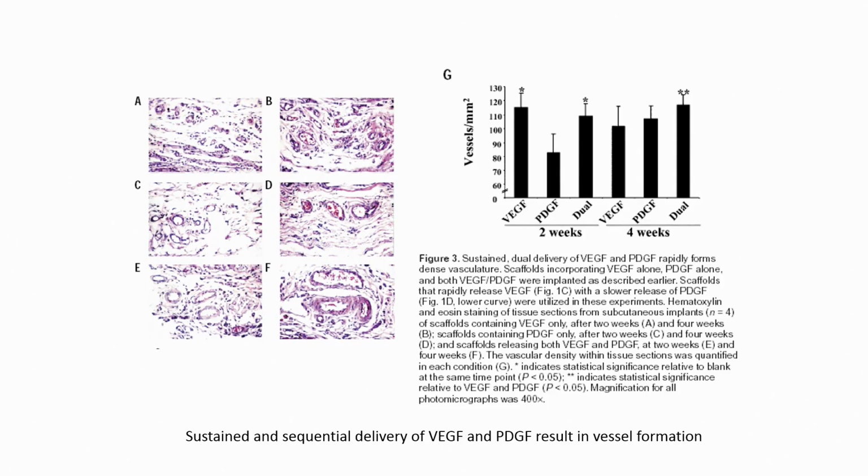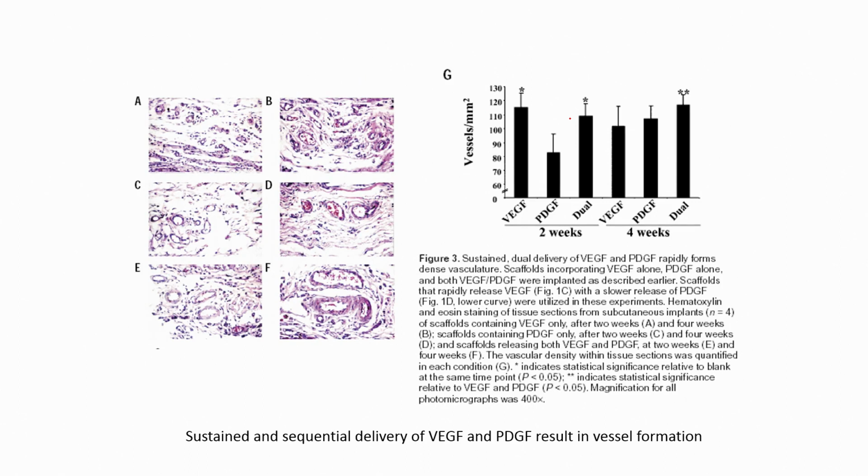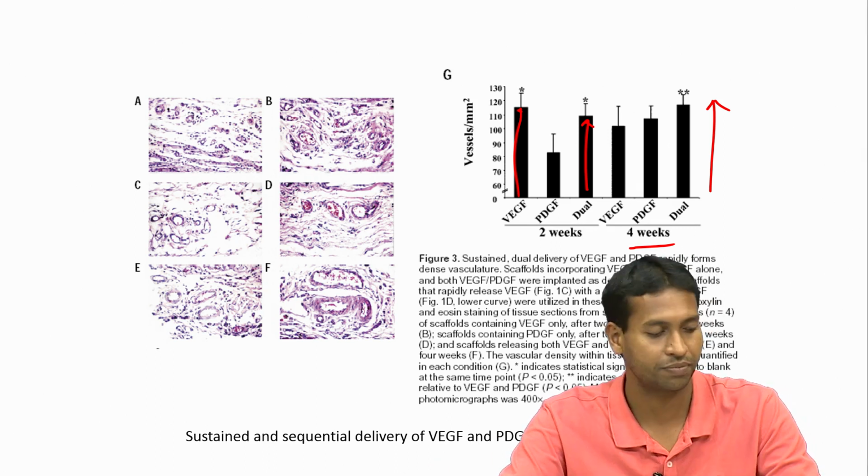Whereas, if you do a sustained release, so remember how you were getting these values to be about 70, 80, in this case now what they have done is they have sustained and a sequential delivery is being done. So, what they see now is if they only release one, it goes up to a certain value in 2 weeks, and if they do dual, it also again goes up to a certain value, and then at 4 weeks they also get good enhancement with both these deliveries. So, again the numbers are much higher. So, it is a better system rather than just giving a bolus injection. So, just one way of how you can cause the blood vessels to grow into your tissue.